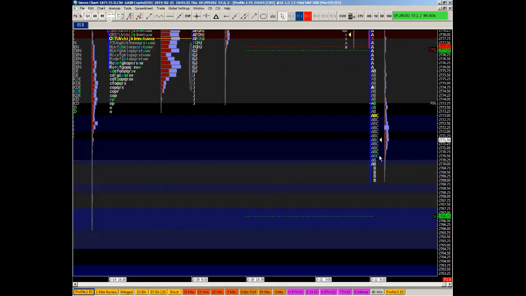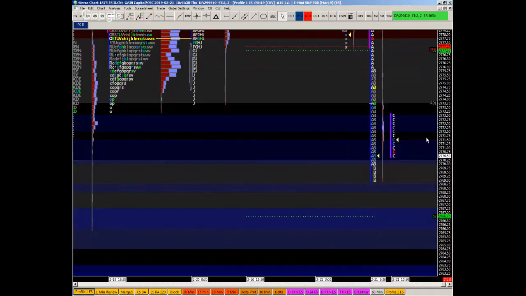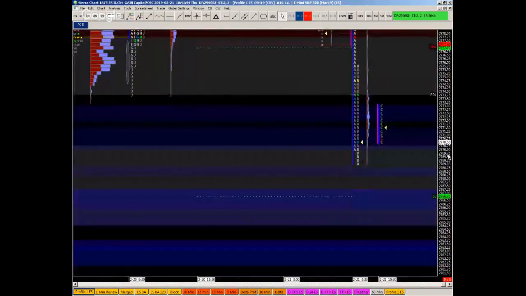So at the time, I'm going to split this off. The VPOC, the volume point of control, is another word that I think is just misapplied, there are just so many. Okay, so here's the volume point of control. That's where the most volume has been in the initial bounce.